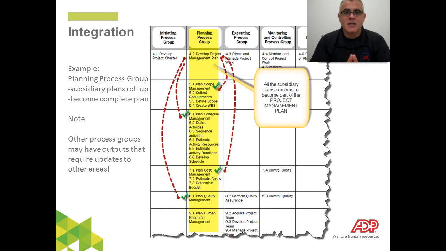Let's look at project integration and developing a project management plan as a book. All the other knowledge areas are chapters within that book. So as you complete the different knowledge areas and planning sessions, you're going to be rolling all those subsidiary plans up into the master plan, which becomes your project management plan. You're integrating, combining, unifying, joining to become one.